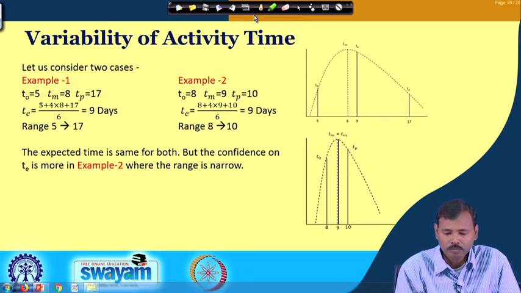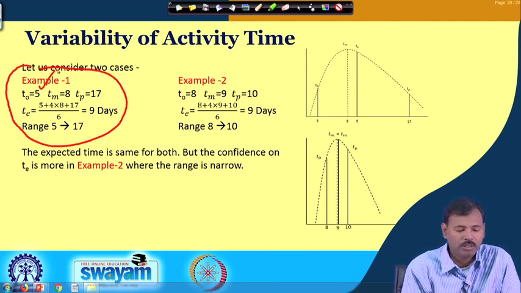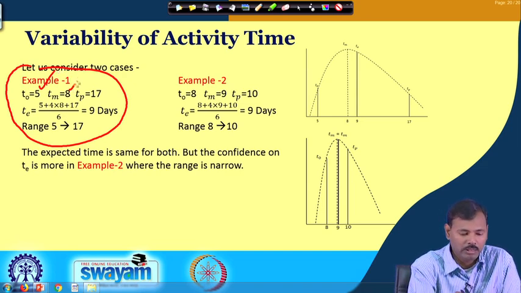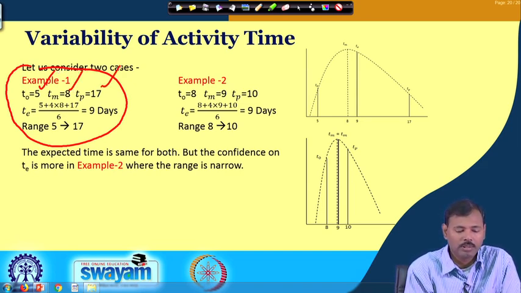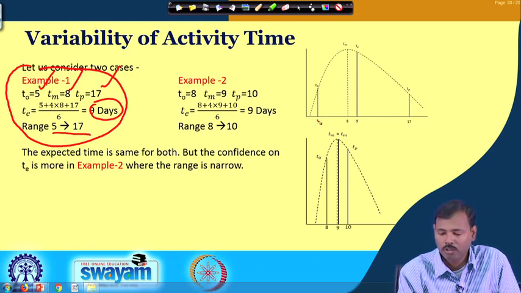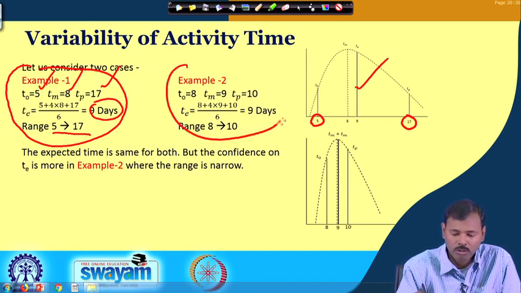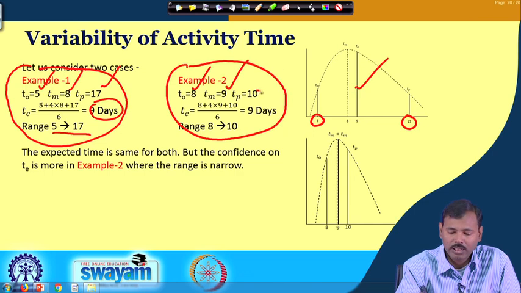If you see example 1, where we have optimistic 5 days, most likely 8 days, pessimistic 17 days. So, expected time is coming 9 days and range is varying between 5 to 17, this is the mean we are achieving. Let us consider example 2, in which our optimistic time is 8, most likely time is 9, pessimistic time is 10.